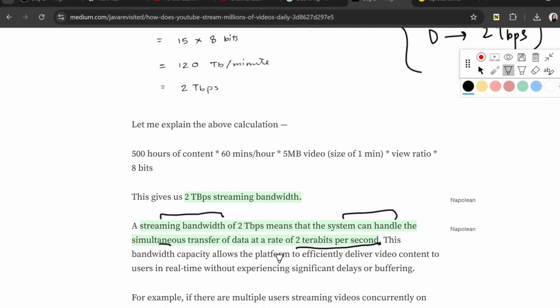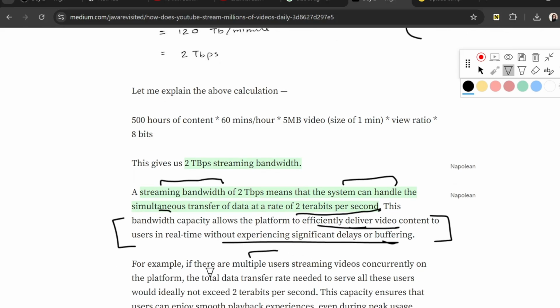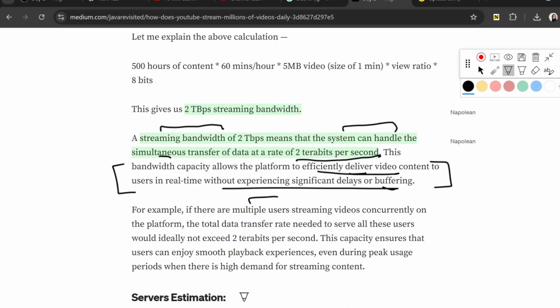This will allow the platform to efficiently deliver the video content without any buffering. This is the main point why we are trying to do this estimation beforehand, so that if there are multiple users trying to stream videos concurrently, the total data transfer rate, like bandwidth is nothing but the data transfer rate, whatever is needed will not exceed this much. We can of course have a buffer, but this is the broader estimation that we have.